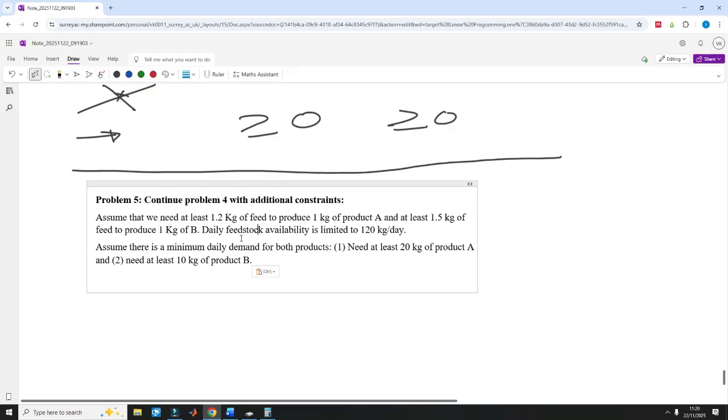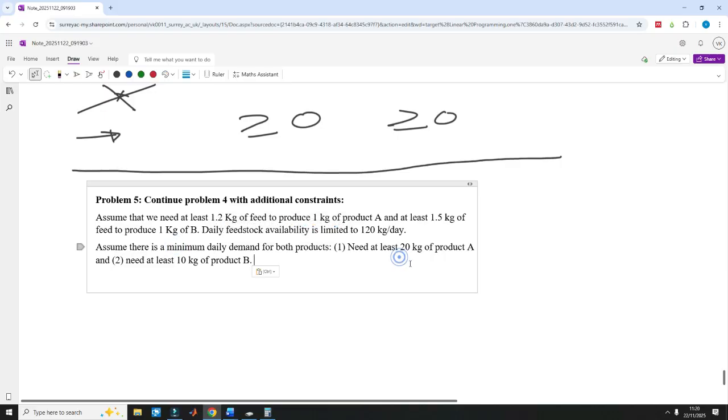And there is some limitation to the feedstock availability, which means we can process only 120 kg of your raw material per day, either to produce A or B. So this is another condition. And then there is also a daily demand.